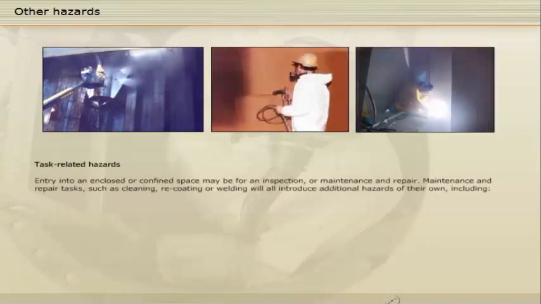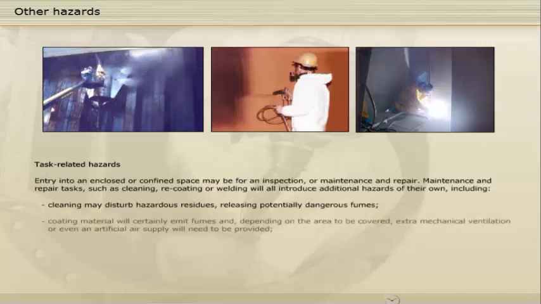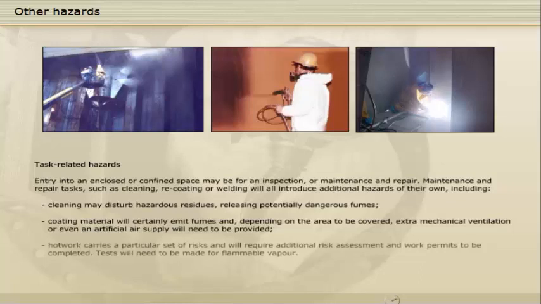Entry into an enclosed or confined space may be for an inspection or maintenance and repair. Maintenance and repair tasks such as cleaning, recoating or welding will all introduce additional hazards of their own. Cleaning may disturb hazardous residues, releasing potentially dangerous fumes. Coating material will certainly emit fumes, and, depending on the area to be covered, extra mechanical ventilation or even an artificial air supply will need to be provided. Hot work carries a particular set of risks and will require additional risk assessment and work permits to be completed. Tests will need to be made for flammable vapor.